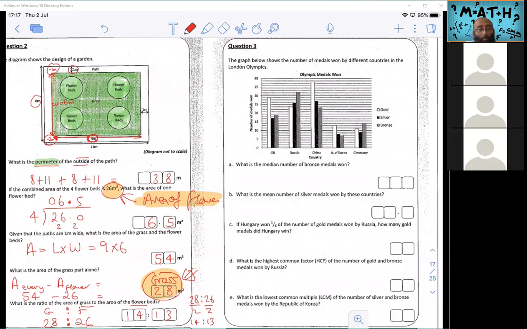A graph below shows the number of medals won by different countries in the London Olympics. A, what is the median number of bronze medals won? Okay, now this is something that we just done literally recently. We done mean, median, mode, and range. So the word median means what? The middle number. After you put them in order of? Size. In order of size.